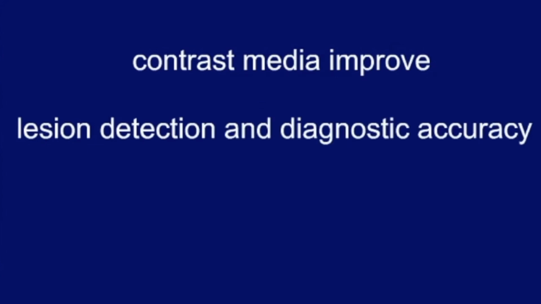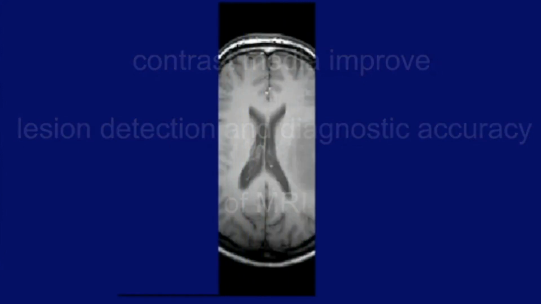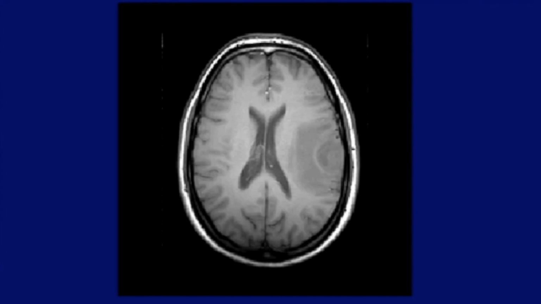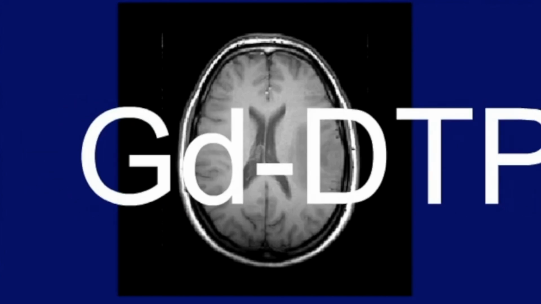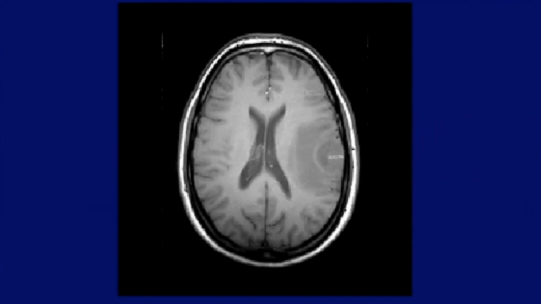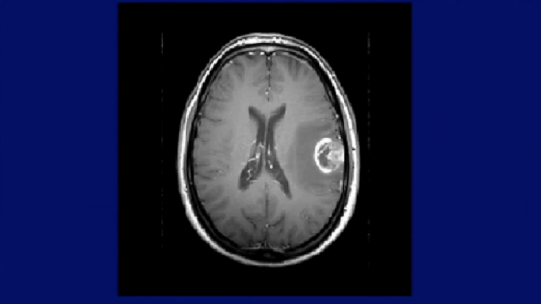It has been shown that the use of contrast media improved lesion detection and diagnostic accuracy of MRI. It may, for example, help with differentiation between tumor tissue and surrounding edema, which might be otherwise indistinguishable. Gadolinium DTPA entering into the tumor tissue shortens the T1, thus making the tumor bright in a T1 weighted image, while the surrounding edema may not be influenced at all.